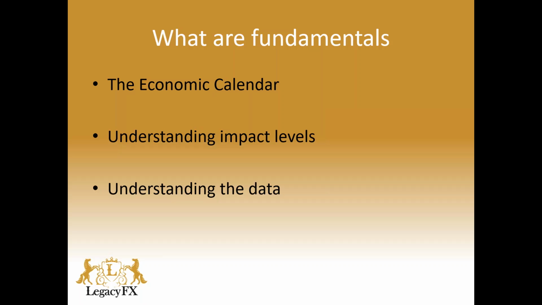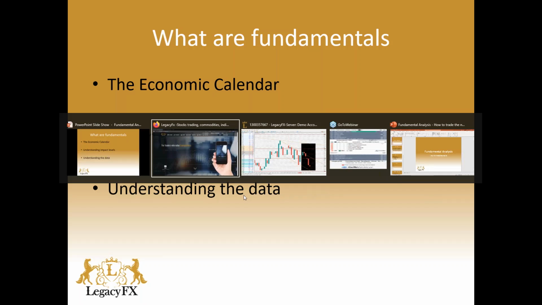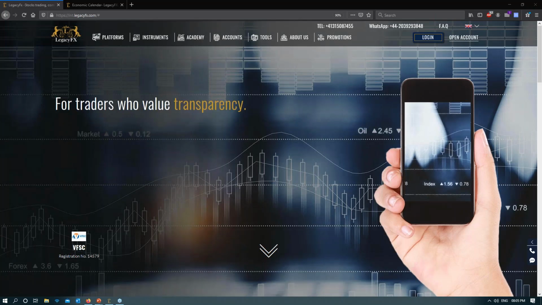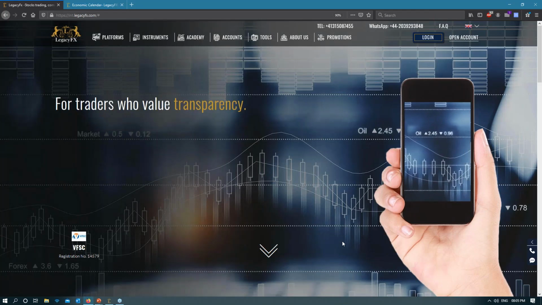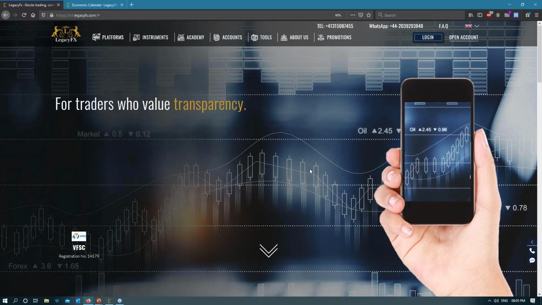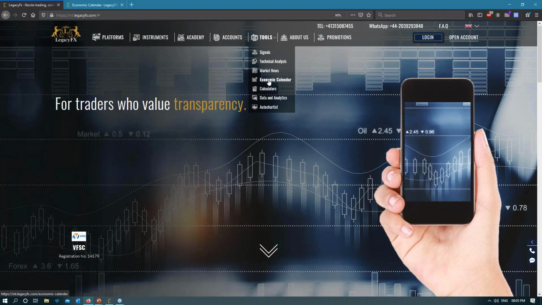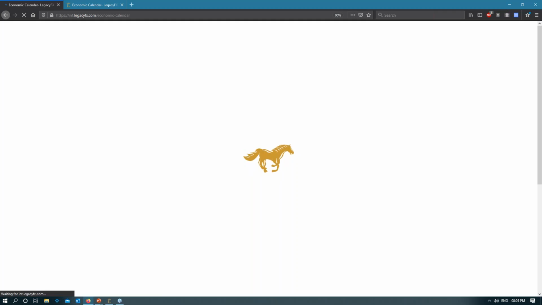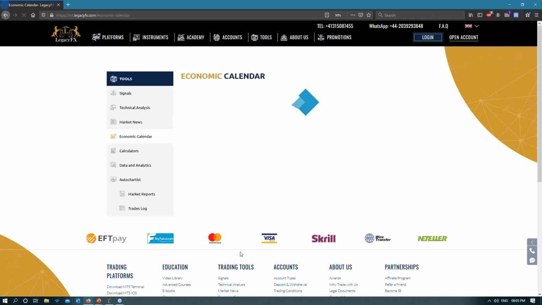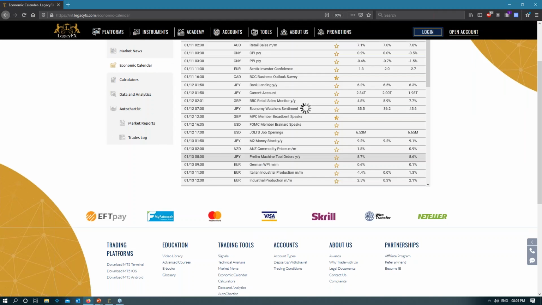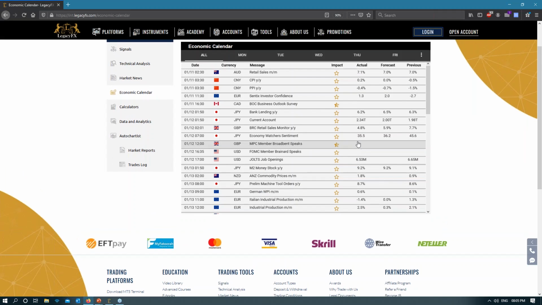But obviously, we need to also know when these announcements get provided. Well, if you're with LegacyFX, they actually have the economic calendar available for you through their site. You can either log in on your account, or you can go to tools and you will see economic calendar. So let's open that. And you will find your economic calendar right here.